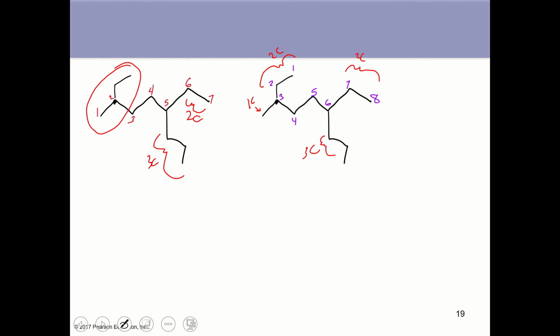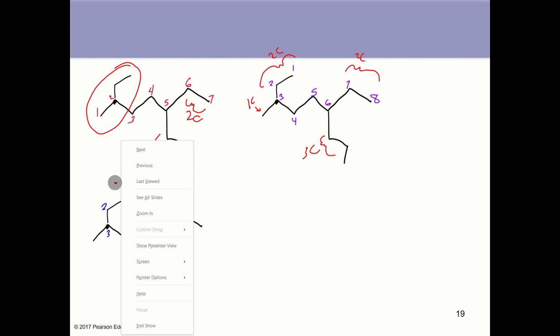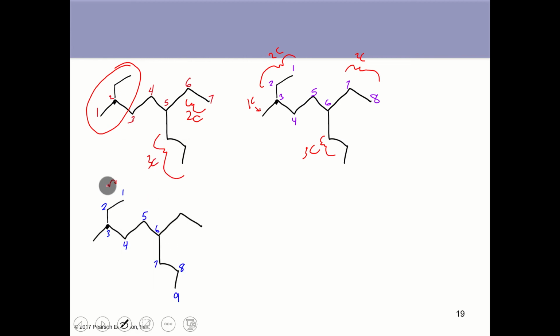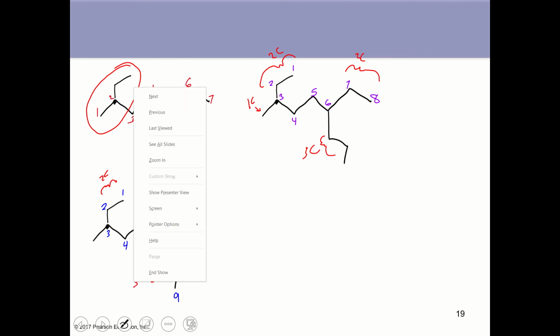So if we continue attempting to find the longest chain, we can move forward and try numbering again. And here I have chosen this 2-carbon branch for my right-hand terminus and the 3-carbon branch for my left-hand terminus. Oh, I guess that was right, opposite. So 2-carbon branch for the left-hand terminus and 3-carbon branch for the right-hand terminus.